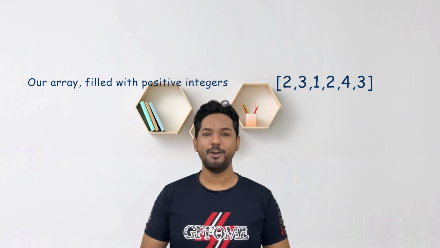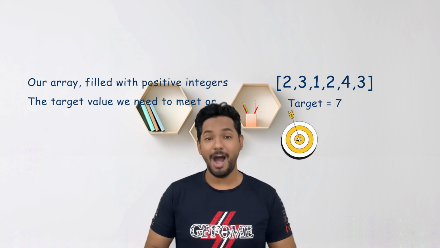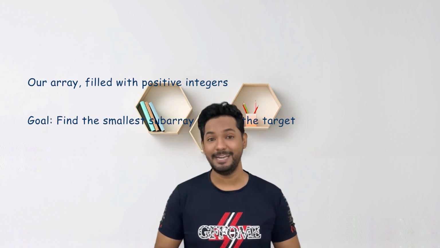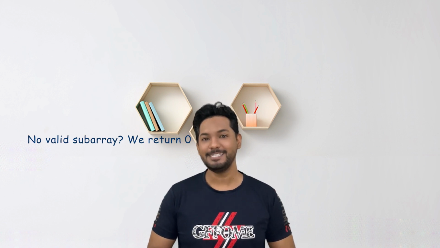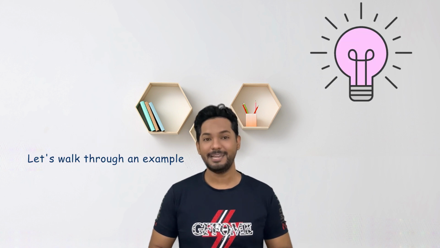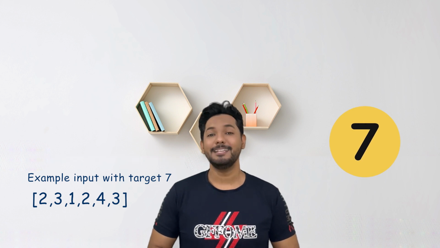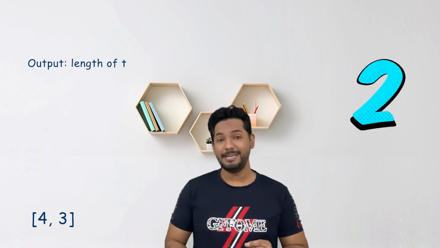Here's the setup. We have an array of positive integers called nums and an integer target. Our goal is to find the smallest contiguous subarray whose sum is greater than or equal to target. If no such subarray exists, we return 0. Let's look at an example to make this clearer. If target is 7 and nums is 2, 3, 1, 2, 4, 3, the smallest subarray with a sum of at least 7 is 4, 3, which has a length of 2. So we return 2. Pretty simple, right?